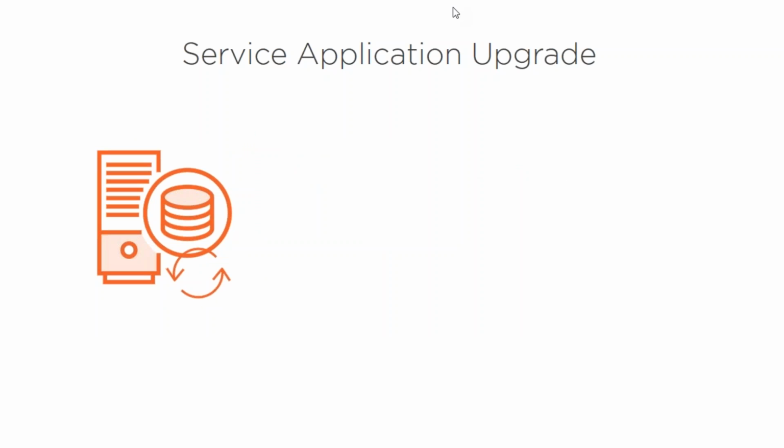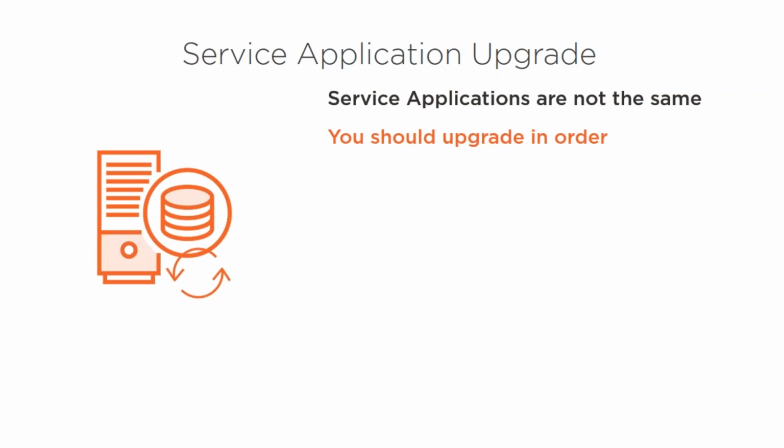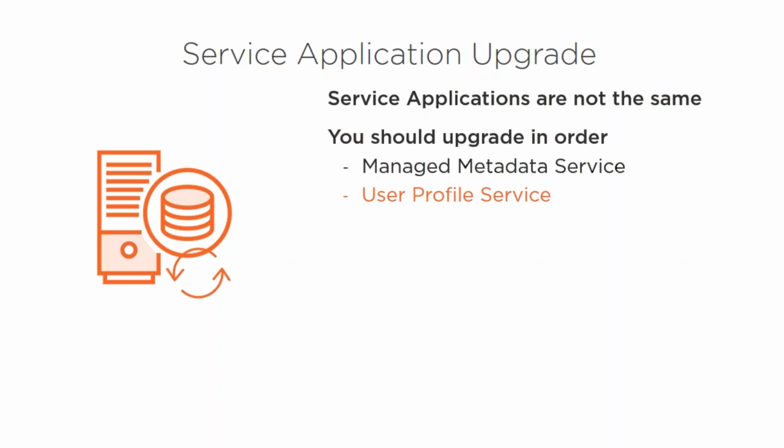Okay. So when we're talking about doing a service application upgrade, you have to consider that not all of the service applications are the same. So each one is going to require a subtly different approach to how you perform your upgrades. And the order that you perform the upgrades matters. In our case, we're using the Managed Metadata Service, and the Managed Metadata Service is used by the User Profile Service. So we're going to upgrade the Managed Metadata Service first, and then we're going to upgrade the User Profile Service. We also have Secure Store Service definitions, called target applications, that are in place in 2013.